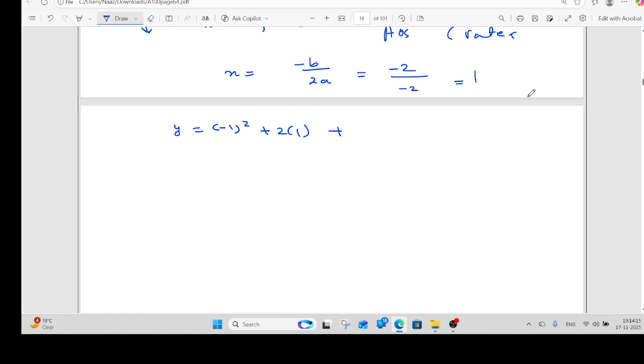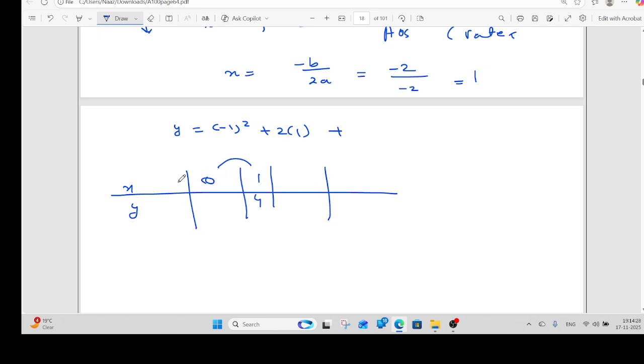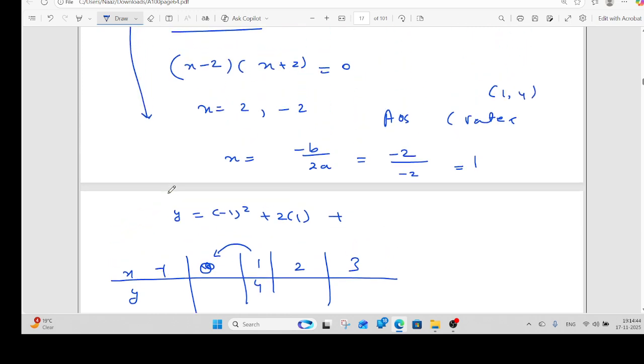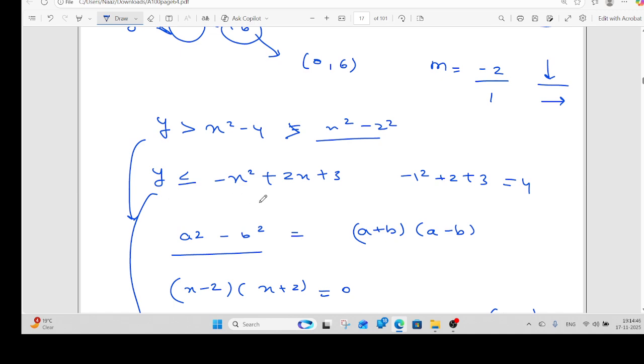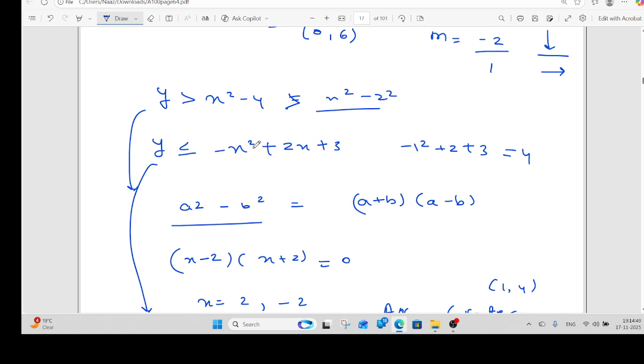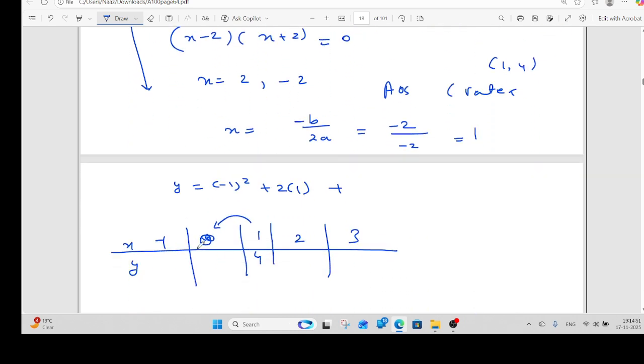Now I'll make an xy table, where in the middle I will put the vertex. So the vertex is 1 and 4. Now I will go 2 steps left and 2 steps right, so like 0 and -1 here, and here I will get 2 and 3. So I wrote these values. Now I will plug these values into my given quadratic inequality and find the corresponding y values. If I plug 0 in, I will get 3, right? Because these two terms will vanish and I'll get 3.